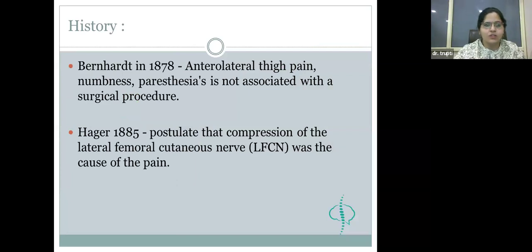History of this condition. It was Bernhardt in 1878 who first thought that anterior lateral thigh pain, numbness, and paresthesia is not associated with a surgical procedure. So he got some cases which didn't have any surgical history, and he thought it can't be something related to surgery, but a different condition. In 1885, Hager was the first who found out that it is the compression of the lateral femoral cutaneous nerve that is causing such symptoms.